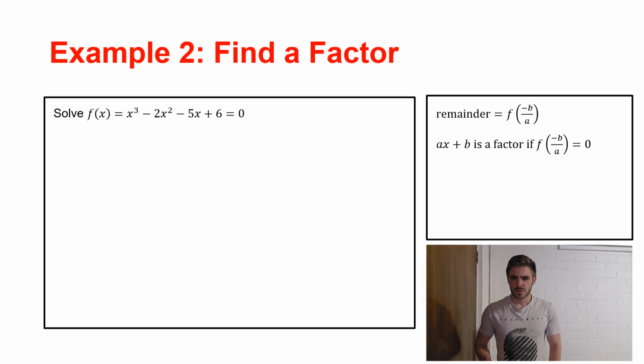The more common use of the factor theorem is to use it to find factors, rather than prove ones that already exist. These kinds of questions can almost be thought of as the reverse of the previous example. In the previous example, we had a factor and we had to prove that the remainder was 0. In this case, we don't know what the factor is, but we do know that the remainder should be 0.